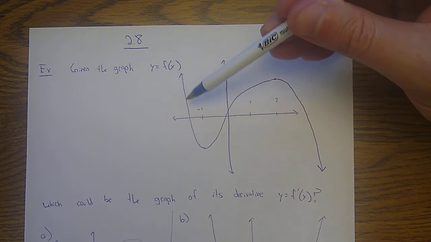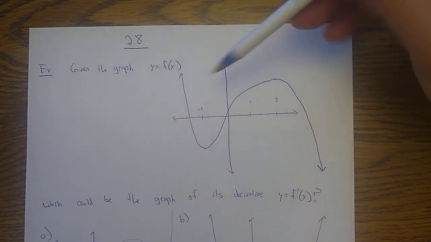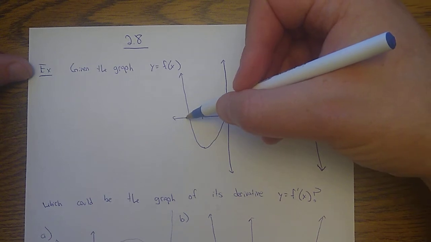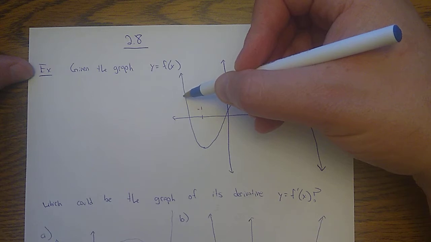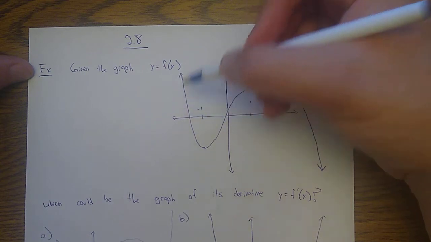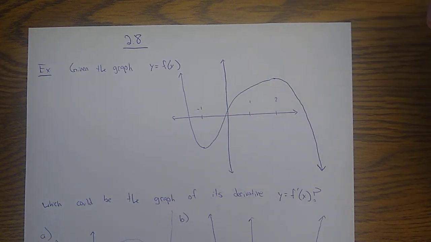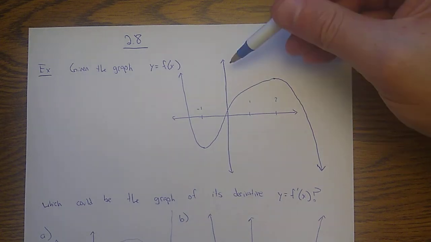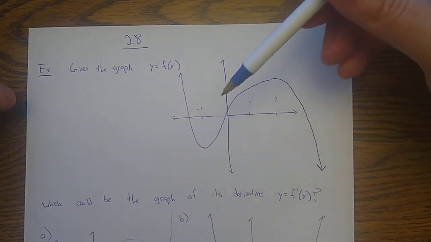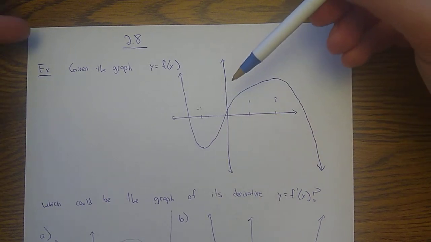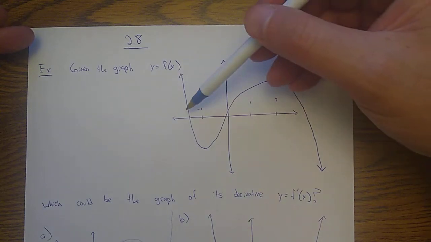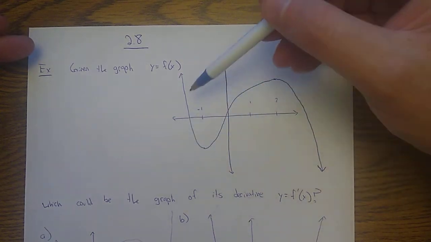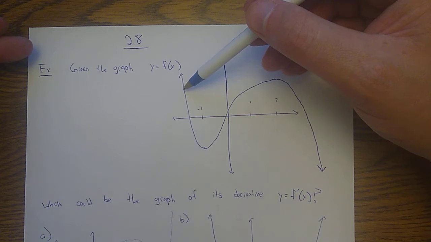Of course, if this is a graph of y equals f of x, then at each point, if I choose a value of x, the corresponding value of y, if I trace it up to where the graph is, that y coordinate is f of x for that x coordinate. On the graph of the derivative, the y coordinate should be the slope of the original graph.